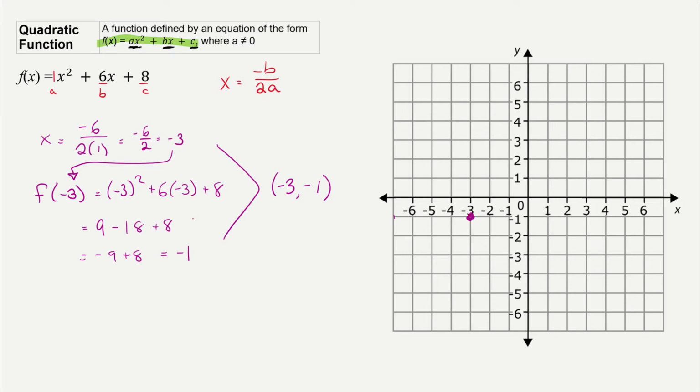If I go to -3, -1, that right there is my vertex. So I kind of know that my graph is doing something like this, but I got to find more detail. So here's the next thing I'm going to tell you.